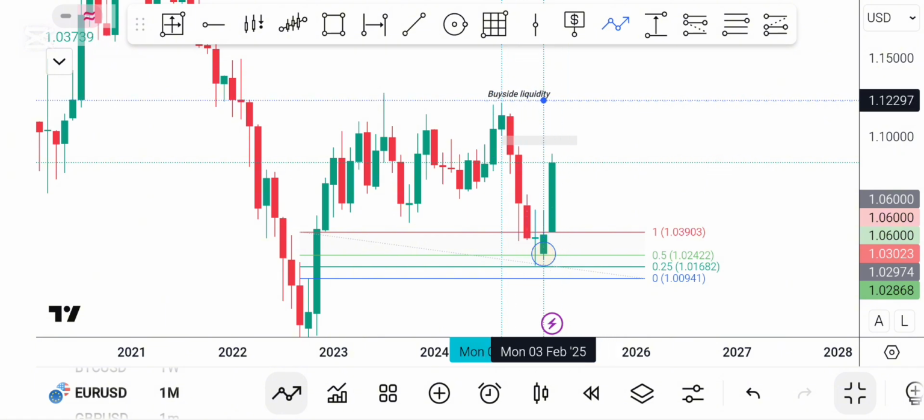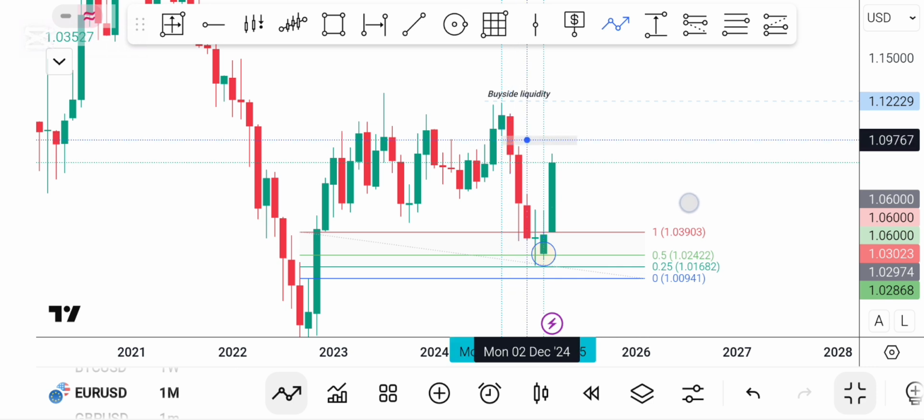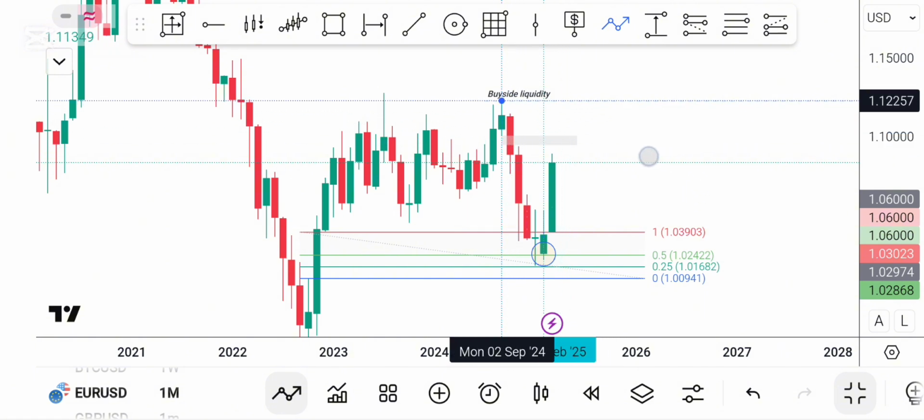That is going to be our long-term draw on liquidity. But first it's going to be this fair value gap here, which is a SIBI, sell side imbalance, buy side inefficiency, and then the next is going to be these highs over here.